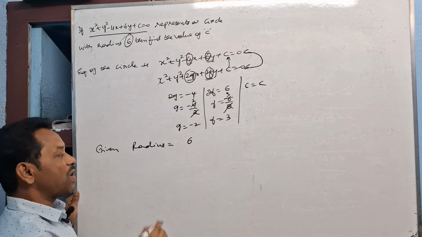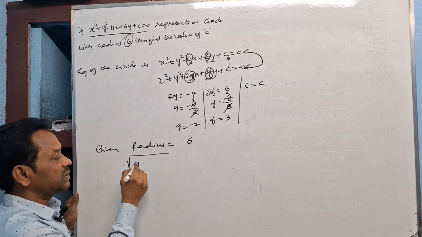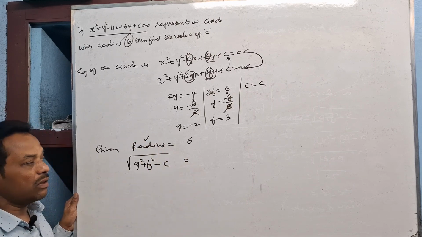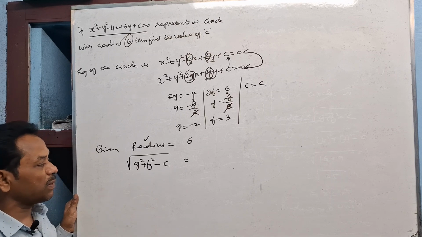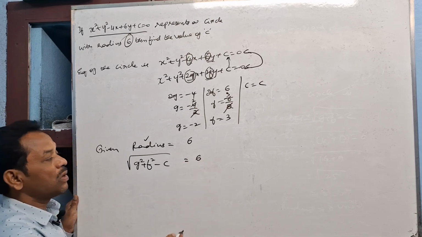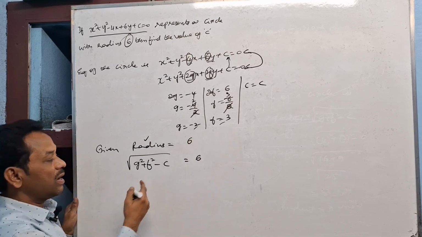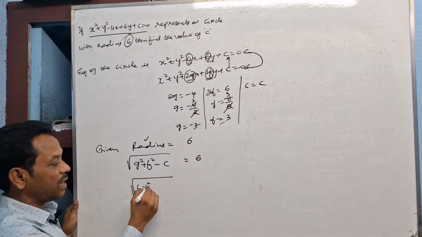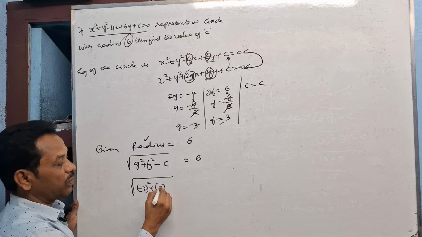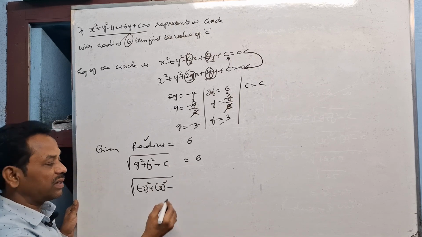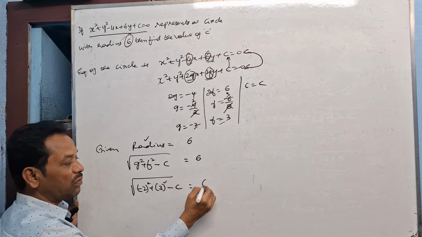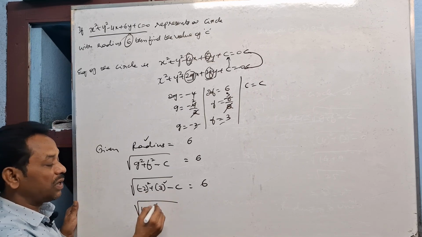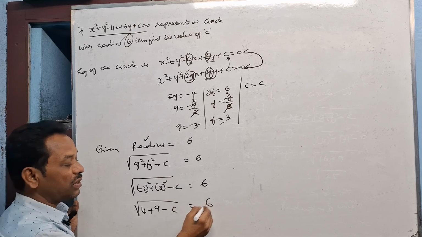Now we can use the formula root of g square plus f square minus c to find the radius of the circle. So root of g square plus f square minus c equal to 6 here. Now we know the value of g and f. Let me put the values there. The value of g is minus 2, so minus 2 whole square plus 3 square, minus the value of c as it is. Let me take c as it is, equal to 6. So here minus 2 whole square is 4 plus 3 square 9 minus c equal to 6.